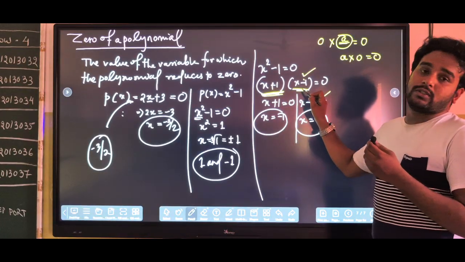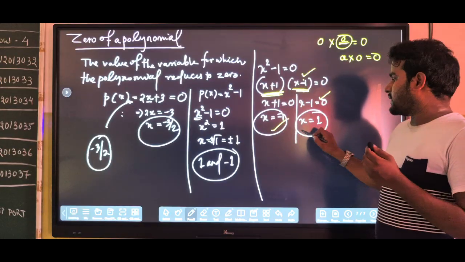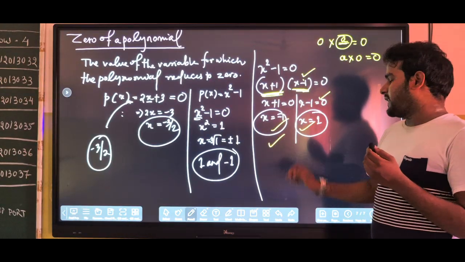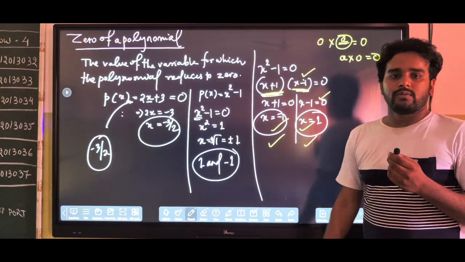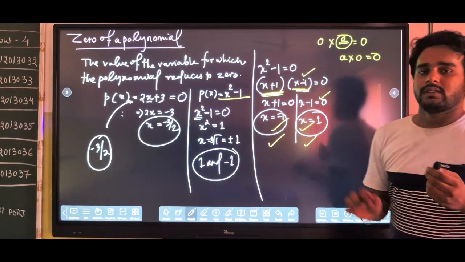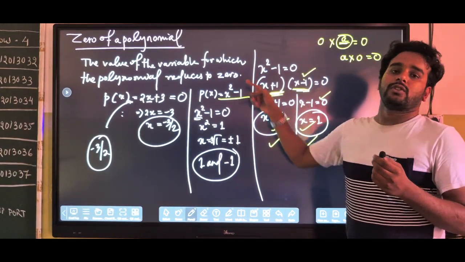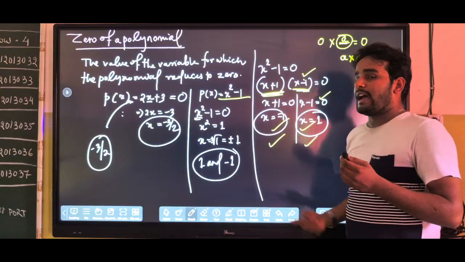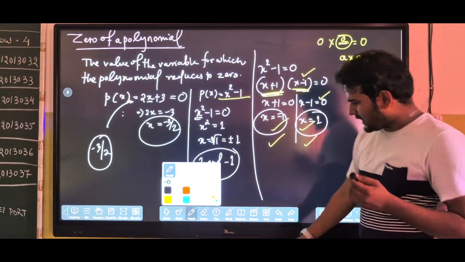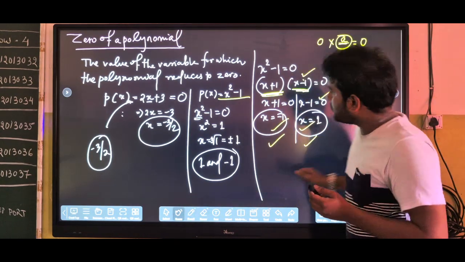If you take this as 0, that is non-zero; if you take that as 0, this is non-zero. So in both the cases, what are the values of x? In one case I have got -1, in another case I have got 1. So both are the zeros of this polynomial, that is x square minus 1. Clear? Are you clear about the concept? I think you are clear what the zeros of the polynomials are. Clear? Let us find out the zeros of other polynomials also.